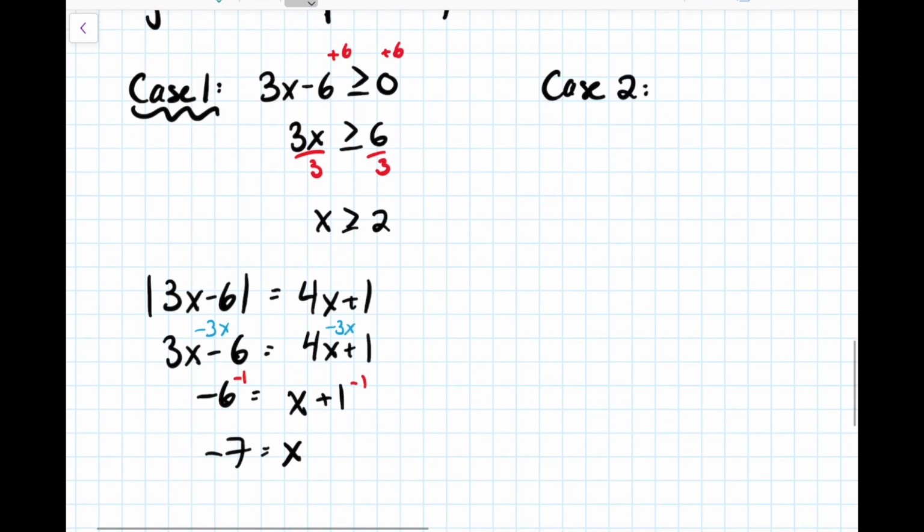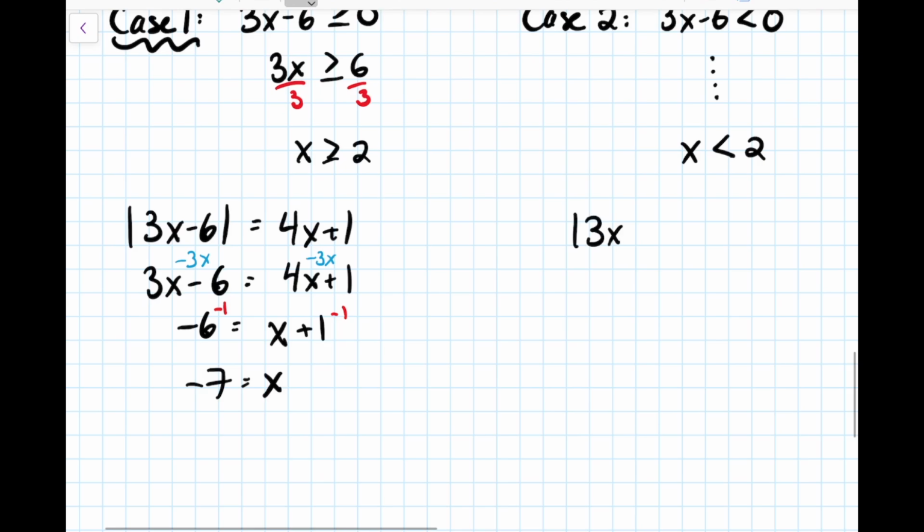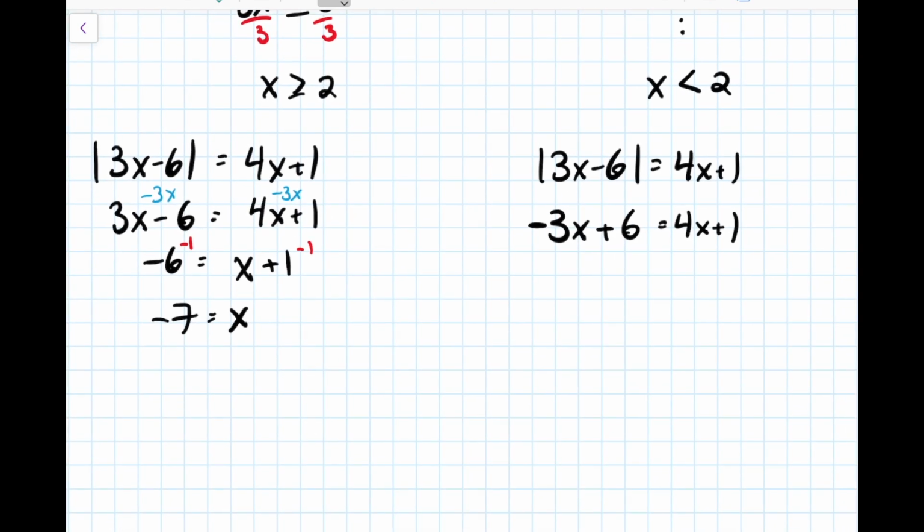Then I'm going to do the same thing for case 2. So case 2 is when 3x minus 6 is less than 0. And I'm going to skip all that middle stuff because it's just going to work out the exact same way. And it's going to tell me that x is going to be less than 2. So for our solving, remember when we get rid of that absolute value, this is now going to become -3x plus 6 equals 4x plus 1.